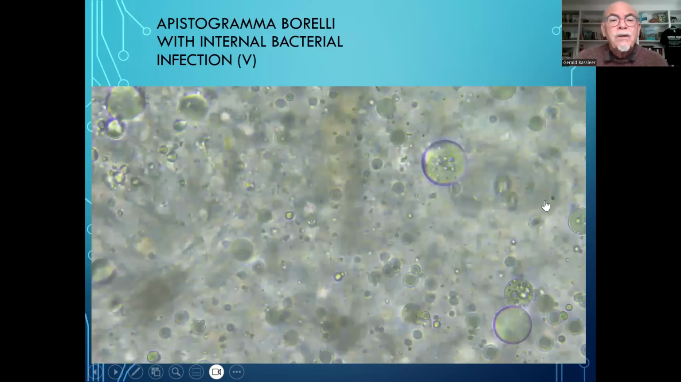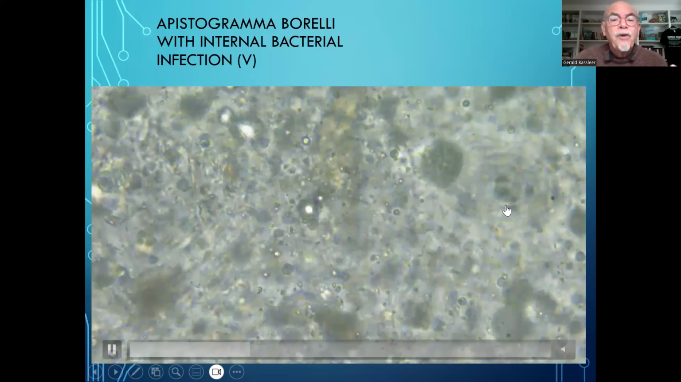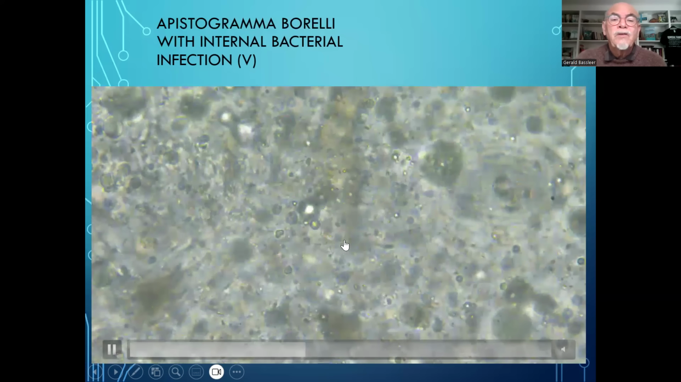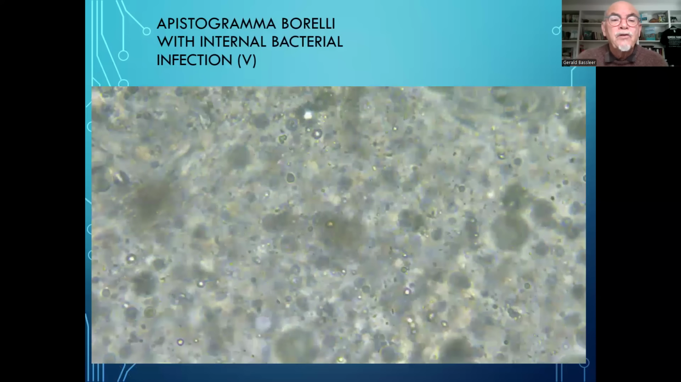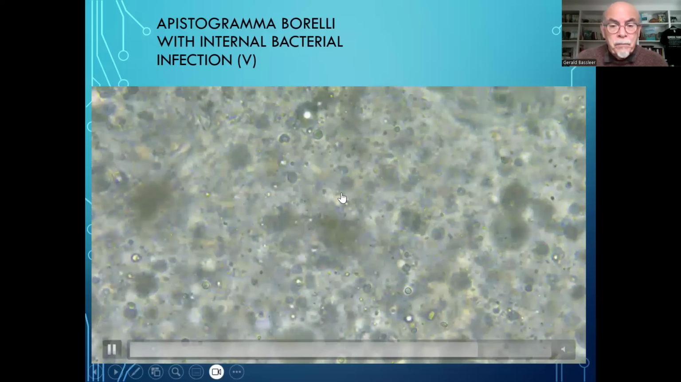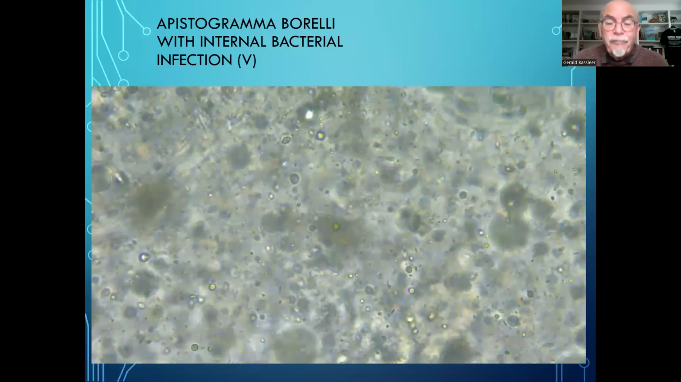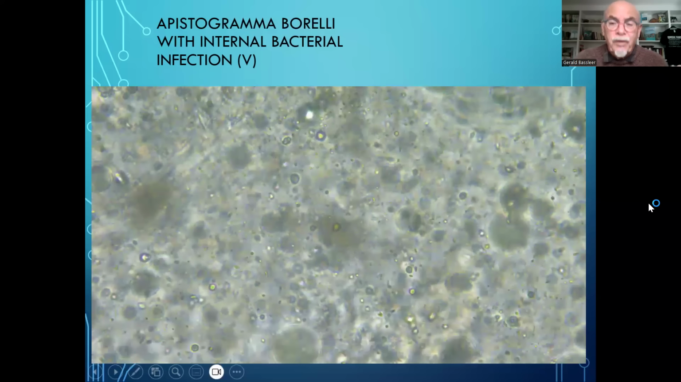We found in the abdominal fluid a lot of bacteria. You can see the millions of bacteria moving around here, all the tiny spots. That's a bacterial infection going on in the fish, together with the pathological lesions which we saw in the organs.